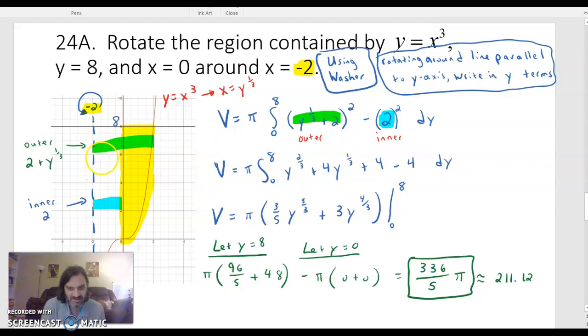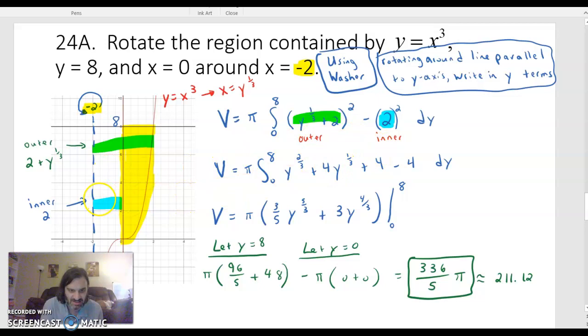So from x equals -2, the outer radius will go all the way back to the curve of y equals x cubed, but we want that in terms of y, so we'll get x by itself, which is x equals y to the 1/3. So y to the 1/3 tells us how far we are from the y-axis, but we're also an additional 2 on the other side, so I let that outer radius be y to the 1/3 plus 2.